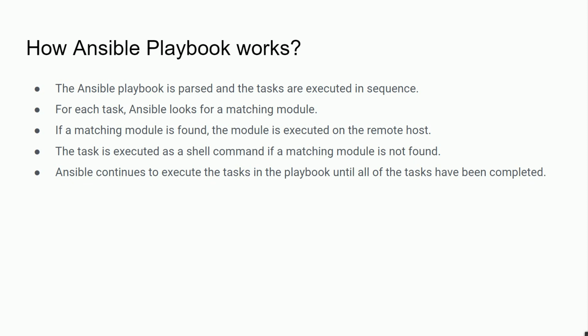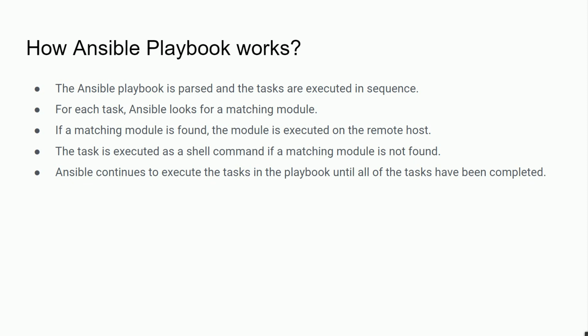For each task, Ansible looks for a matching module. Here I am going to introduce one more term called module. There are 1000+ modules available in Ansible. In the next chapter, we are going to discuss modules, which is a separate note. But for now, just understand that a task is managed by Ansible modules. If a matching module is found, the module is executed on the remote host. The task is executed as a shell command if a matching module is not found.